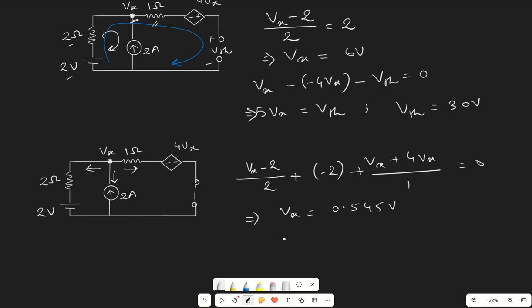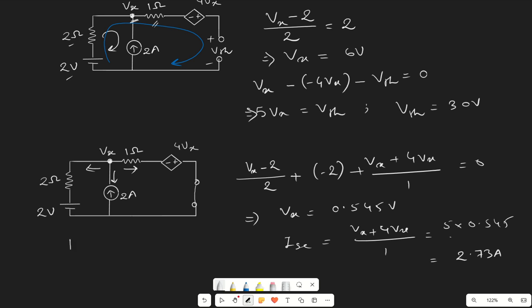0.545 volt. Now the value of ISC current is nothing but this current. So this current will be given by Vx plus 4Vx divided by 1, which is nothing but 5 into 0.545 equals 2.73 ampere, right?